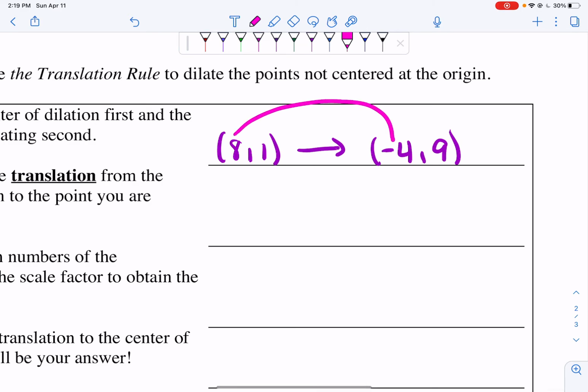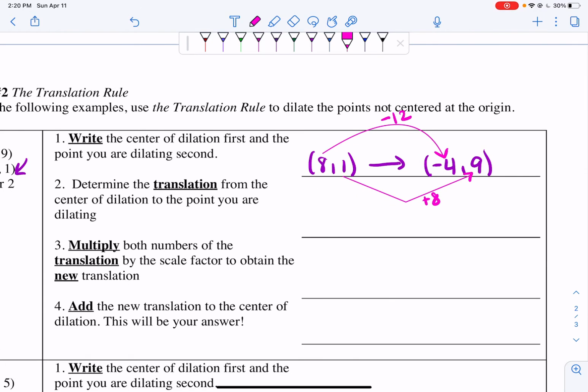So when I go from 8 to -4, I have to ask myself, how do I go from an 8 to a -4? Well, I can just do -4 minus 8, and that will give me -12. So I know 8 minus 12 is -4. How do I go from 1 to 9? I add an 8. So my translation rule is going to be translation of -12, comma 8.